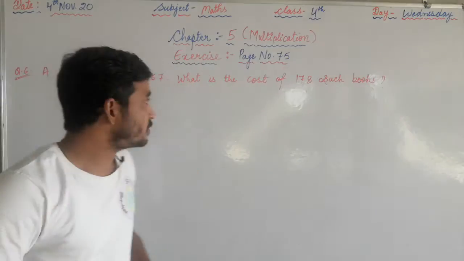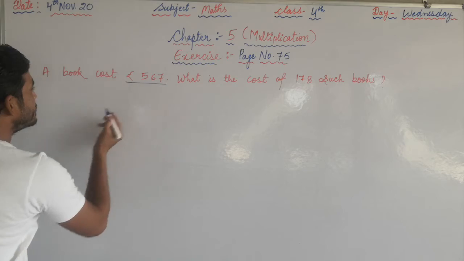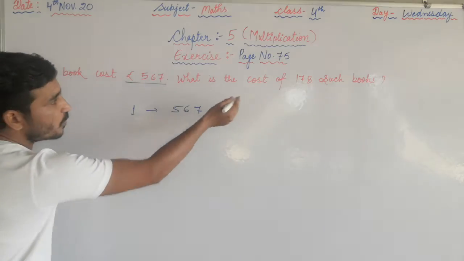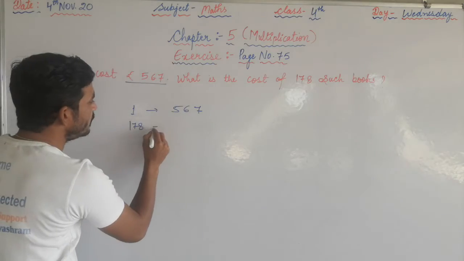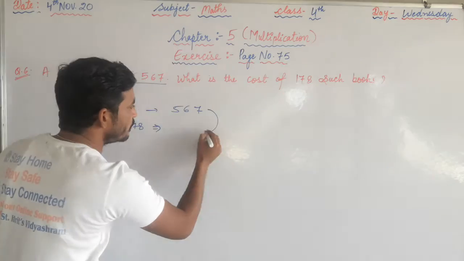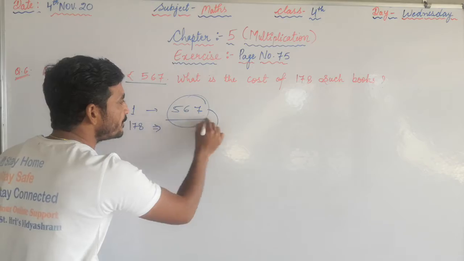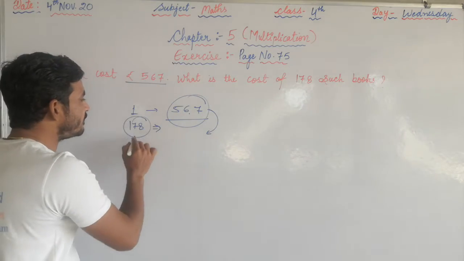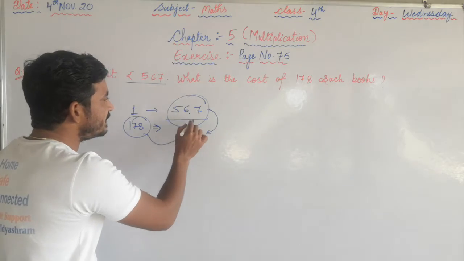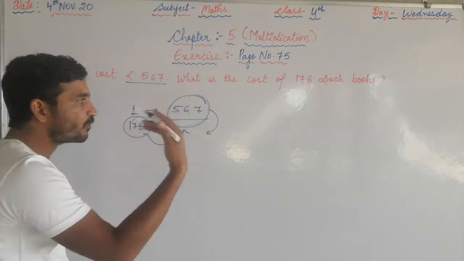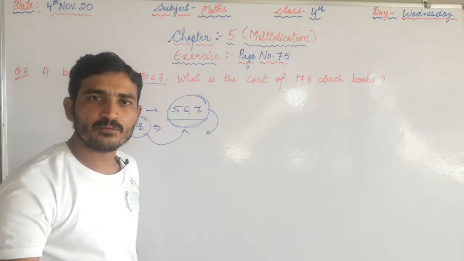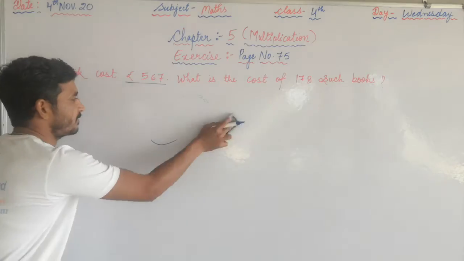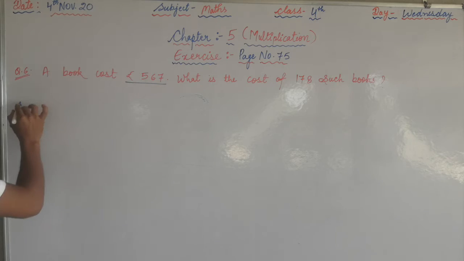Now see this question. A book costs rupees 567, means the cost of one book is rupees 567, then the cost of 178 books is obviously more than this amount. Okay, na, the cost of one book is this amount, then the cost of 178 books is obviously more than this amount. So for more, what do we have to do? We have to multiply. Okay, now see the solution of this question.